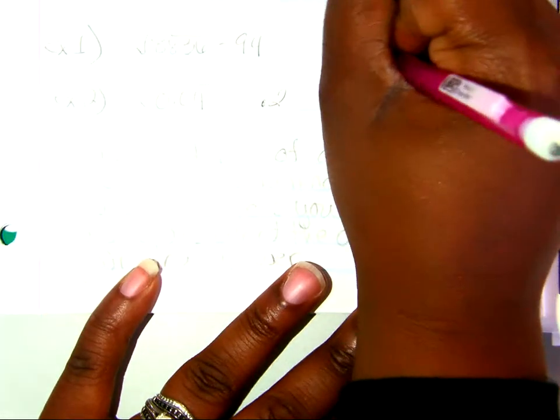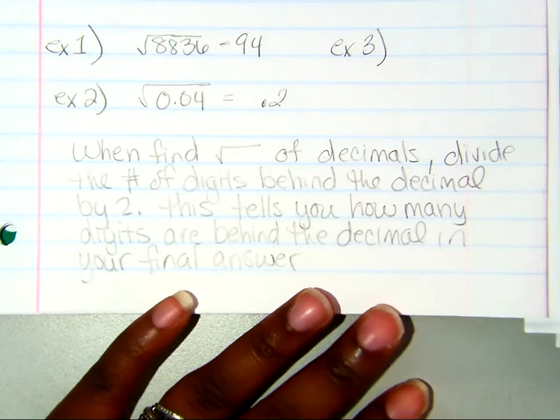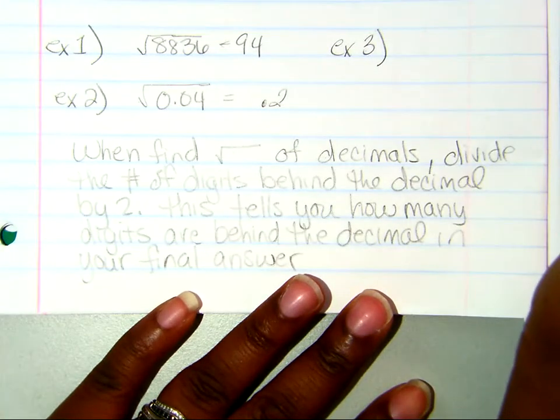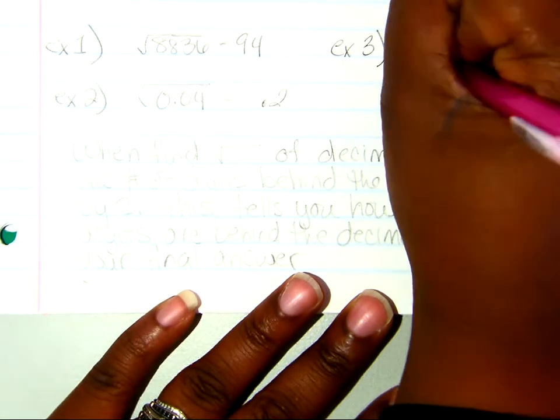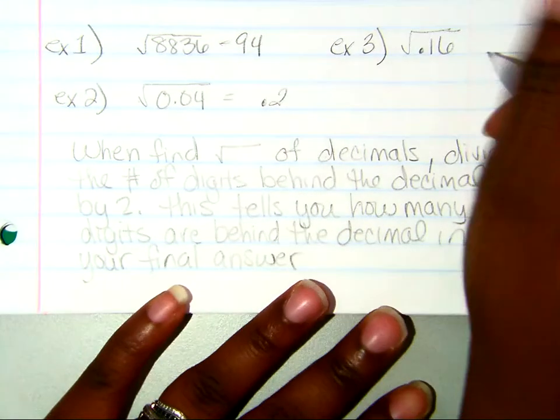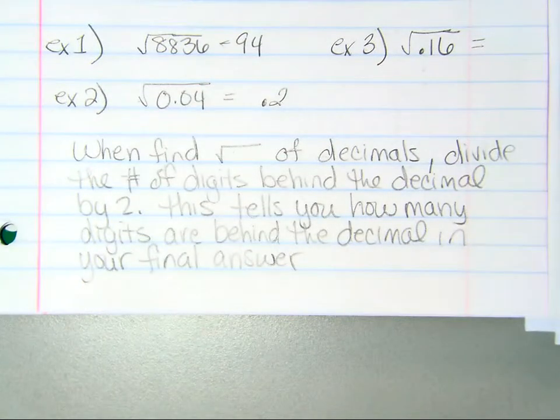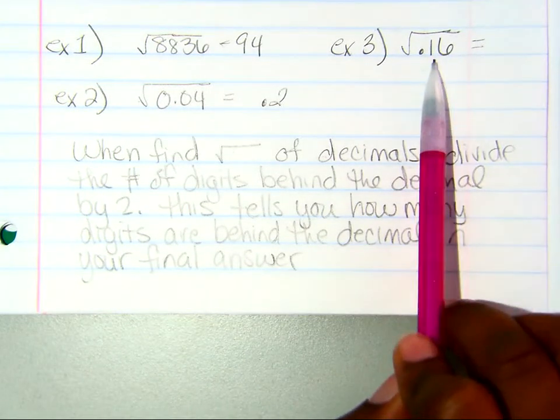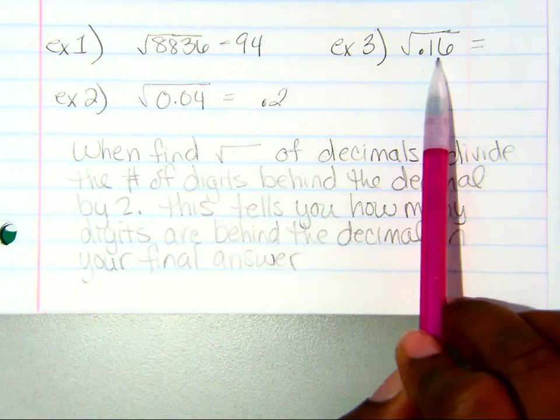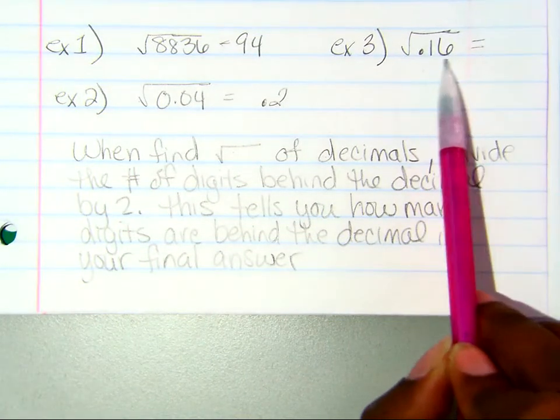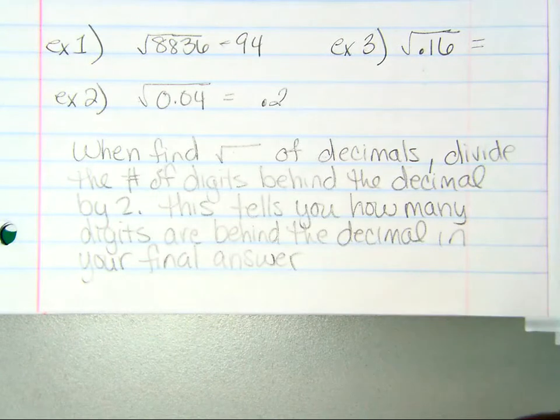Example 3. The square root of 0.16. What do you think that's going to be? What number do you see there? Not 8. You're dividing that whole number by 2, and I don't want you to do that. I want you to say, what number multiplied by itself gives me 16? It has to be the same number. So look in your n squared and find 16.